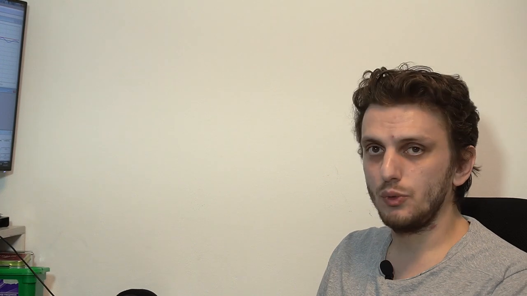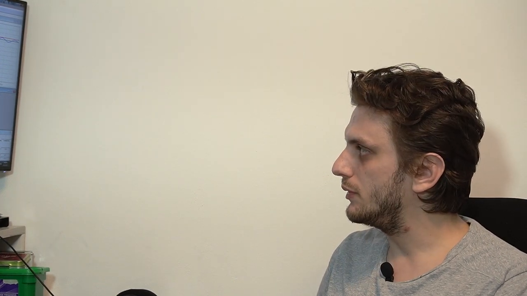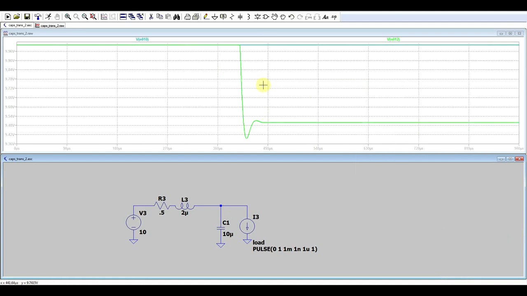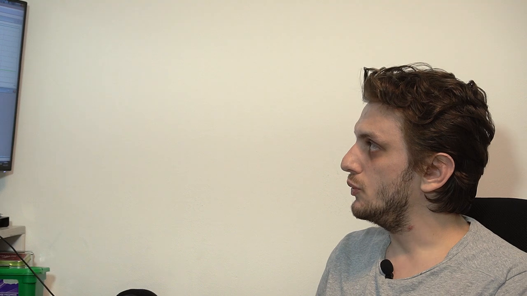So to make things work a bit better, you can try to increase the capacitance. This time I added a 10 microfarad capacitor. And by doing this, you only have a limited voltage drop, so you still have a little bit of undershoot. It goes down to 9.4 or something. And then the voltage recovers and stabilizes at 9.5. So we can see that by increasing the capacitance, the circuit's response will be better and better. So the voltage drop on the load will be contained.